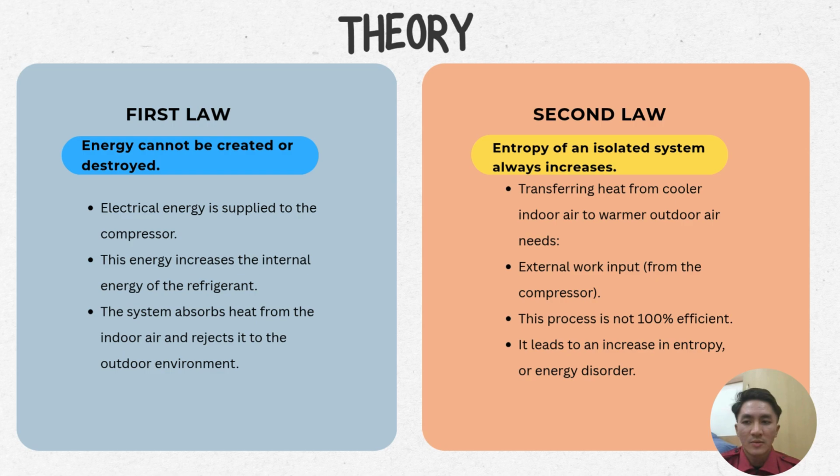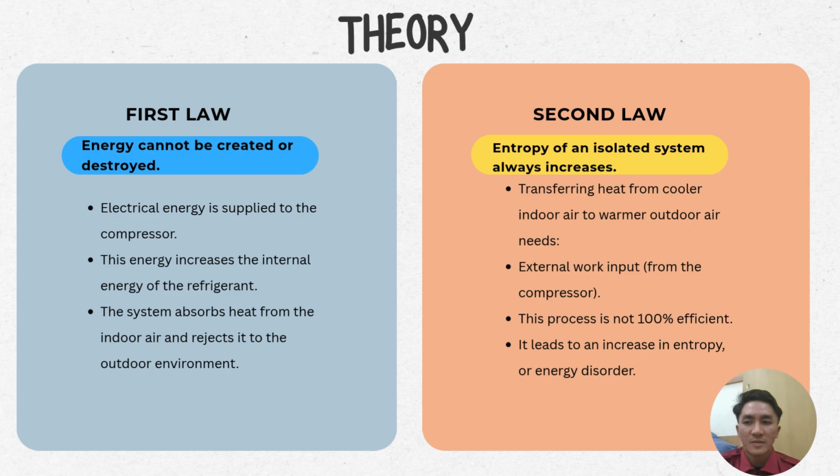Now, let us move into the theoretical framework. Our experiment is grounded in the first and second laws of thermodynamics, which are fundamental in analyzing the behavior of energy within any system. The first law, also known as the law of energy conservation, states that energy can neither be created nor destroyed. In an air conditioning system, this means the electrical energy supplied to the compressor is transformed into mechanical work, which then facilitates heat transfer from the inside space to the outside environment.